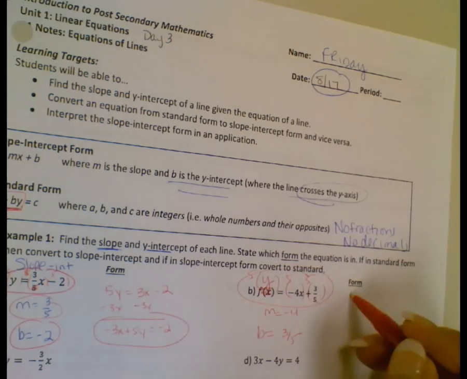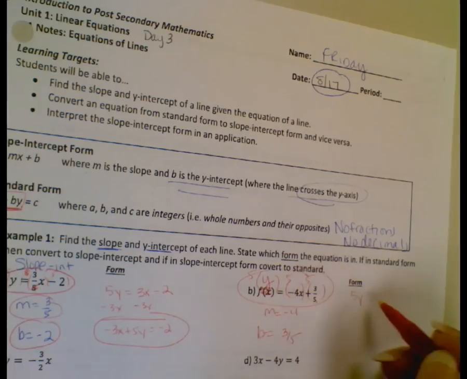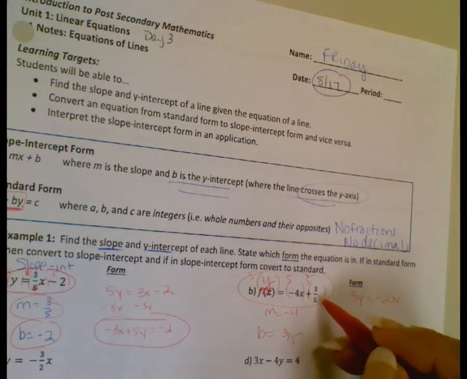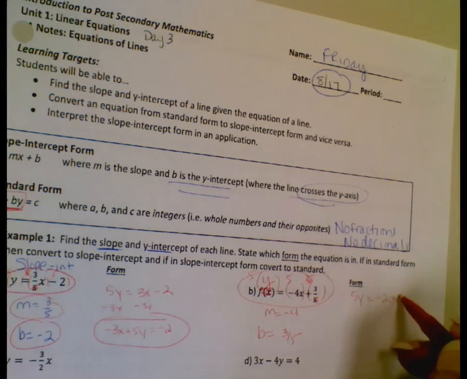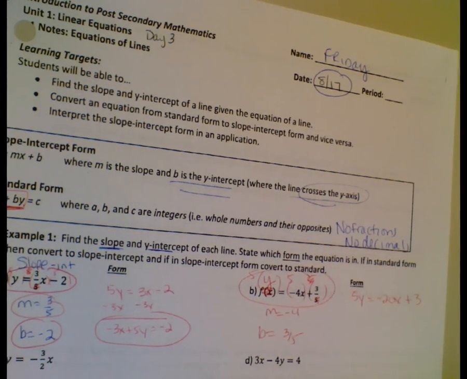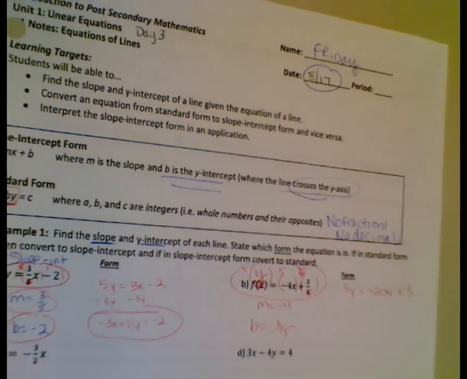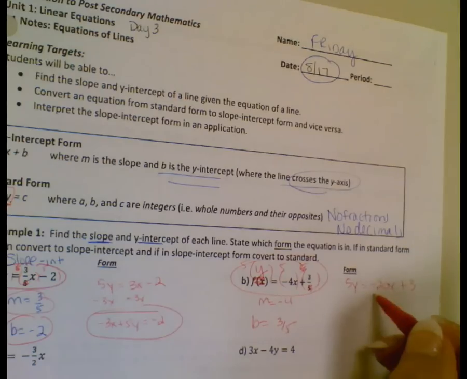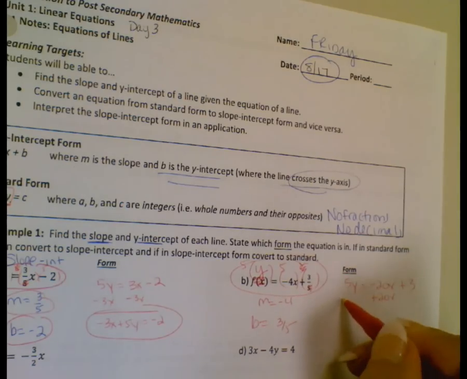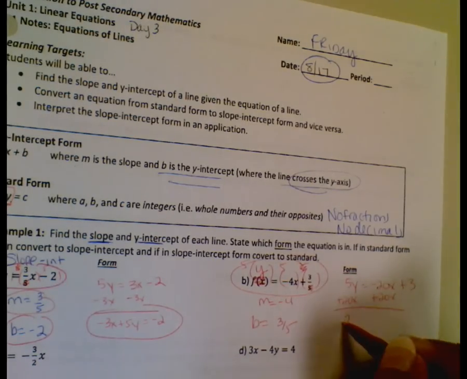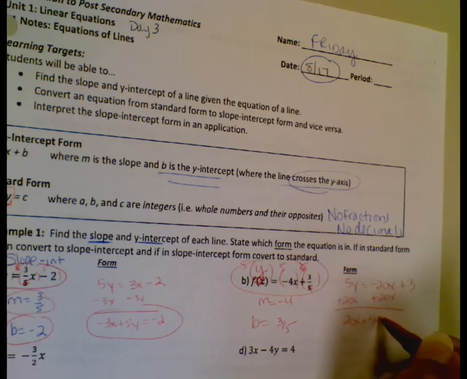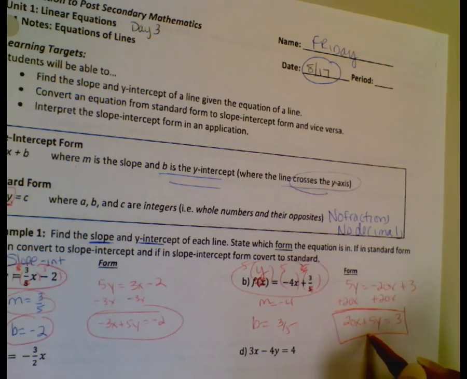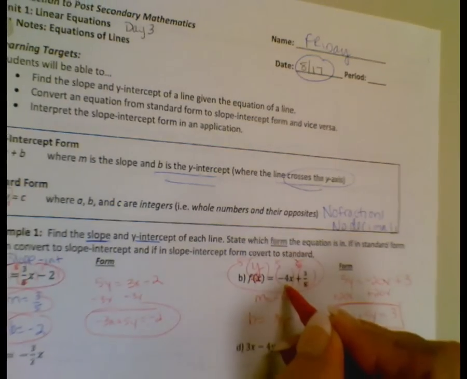So in the first one, you're going to get 5y. 5 times negative 4x is negative 20x. And then when you do 5 times 3/5, the 5s are going to cancel, and you end up with plus 3. Is that in standard form? Are x and y on the same side? Answer, no. Add 20x to this side, and you get 20x plus 5y equals 3. This is standard form. This is slope-intercept form.